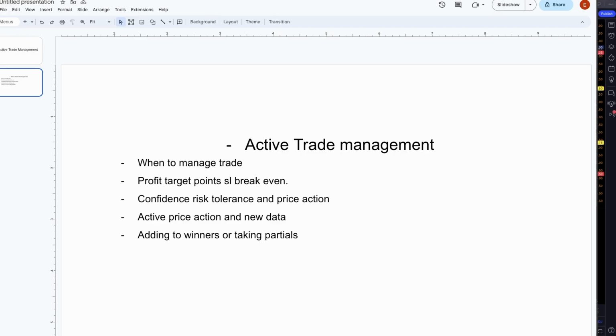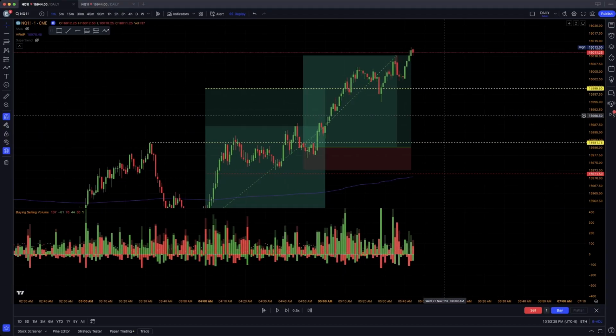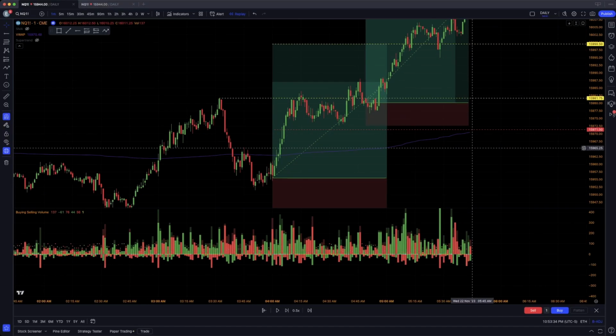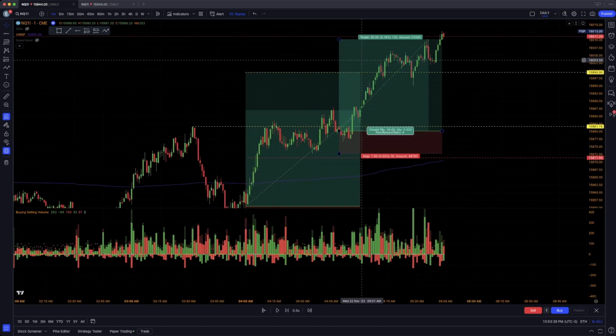Now, some people might be adding to this again. I personally only add once. What is price action and new data telling us? There's no sellers on the tape yet. We're still very confident, but we're out most of our position. This is for a scalp. Now, as you can see, this is a 4.0, 4.4 trade, and we still have money in the market.